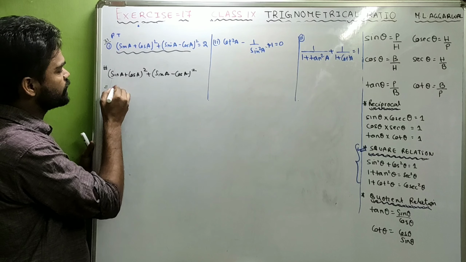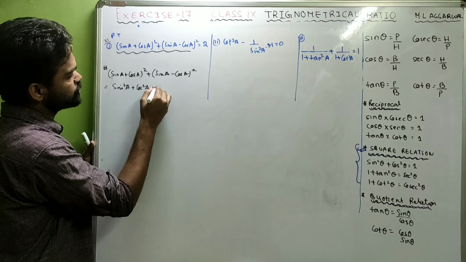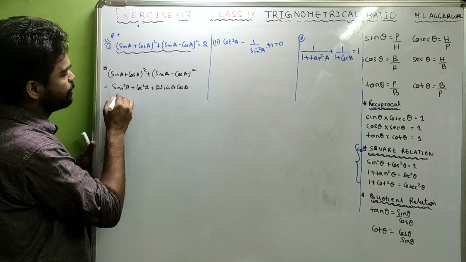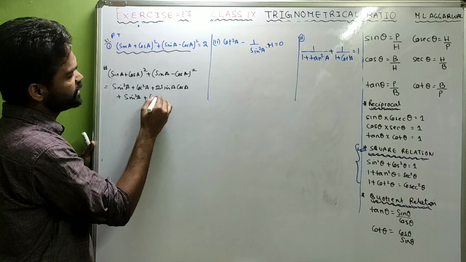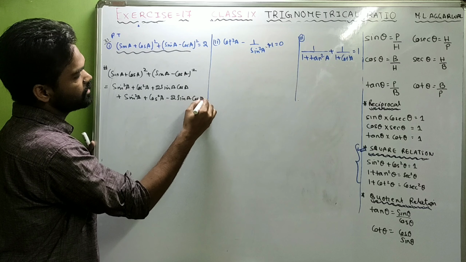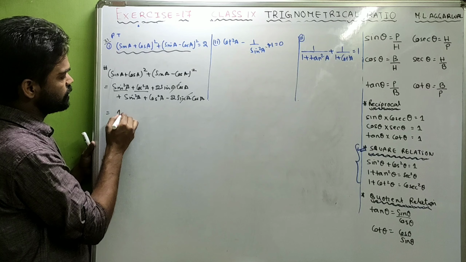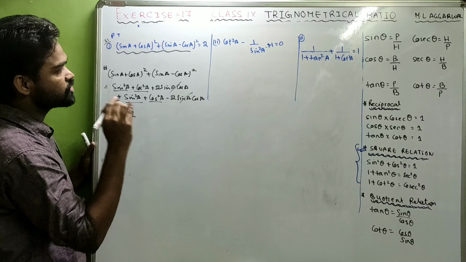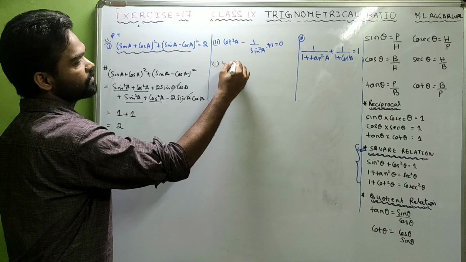So A plus B whole square is what? A square plus B square plus twice A B, plus this also same thing, A square plus B square minus twice A B. So this and this cancels out. Now sine square A plus cos square A is 1, plus sine square A plus cos square A is 1. We know. So that's 2. Done.